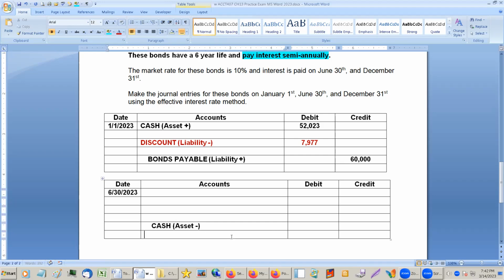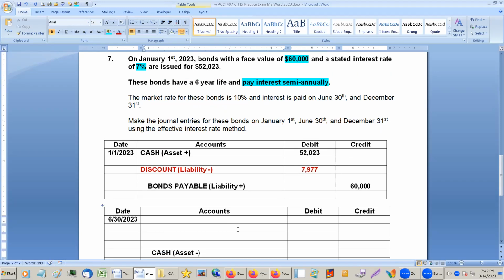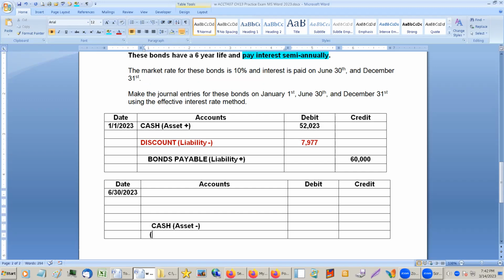So our cash, we're paying out cash of 60,000 times 7% divided by 2. Six over 12, same thing. 21,000. We off 2,100. Okay, so our cash payout is 2,100.